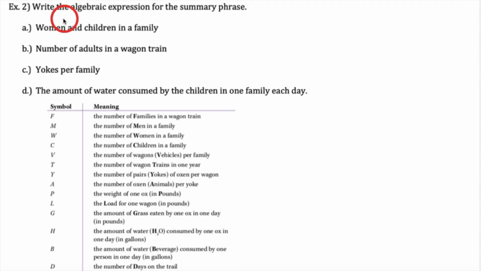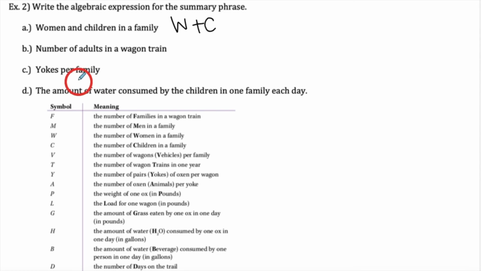On example number 2, we are writing the algebraic expression for the summary phrase. So here is the condensed, concise summary phrase: women and children in a family. So we're going to use these symbols and figure out what symbols do I need to combine mathematically so that my answer would yield women and children. So looking at the variables at the bottom, I see that I could use a W for women and C for children. And if I were to add W plus C, I would get the women and children in a family. So pretty straightforward on A.